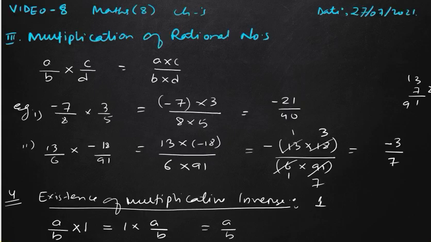Next is property 5. Property 5 states the existence of multiplicative inverse. The first one is the multiplicative identity, not the multiplicative inverse. So this is our multiplicative identity. Next one will be our existence of multiplicative inverse.